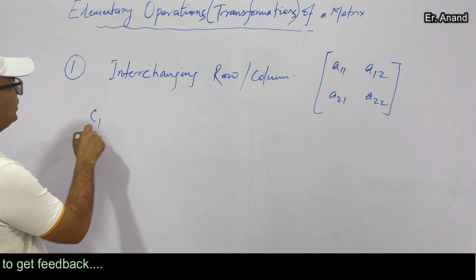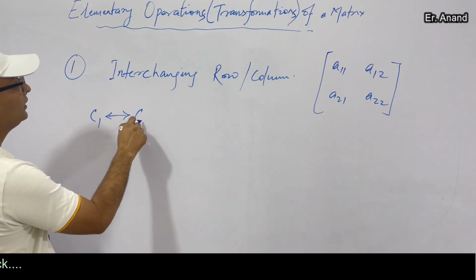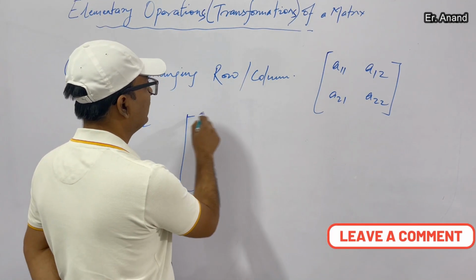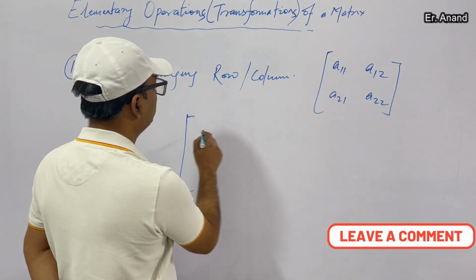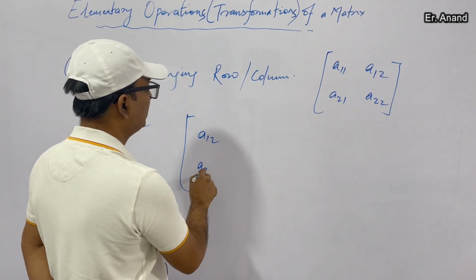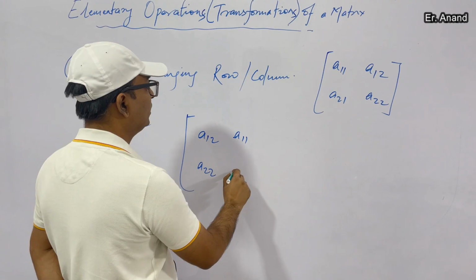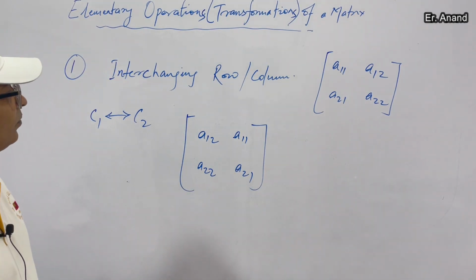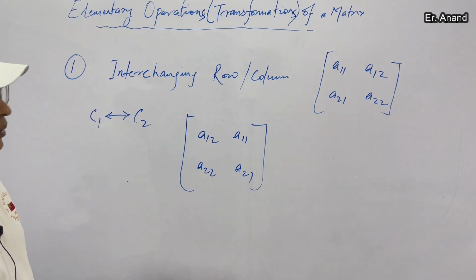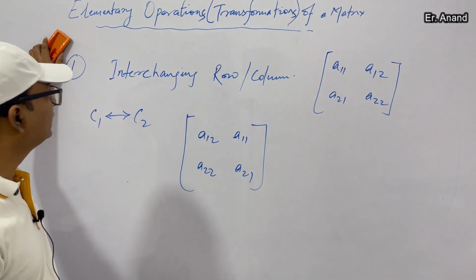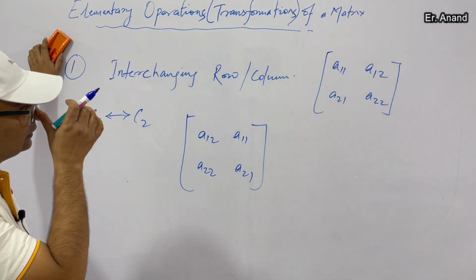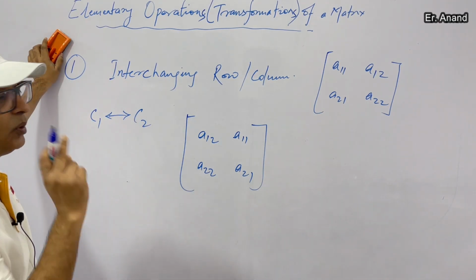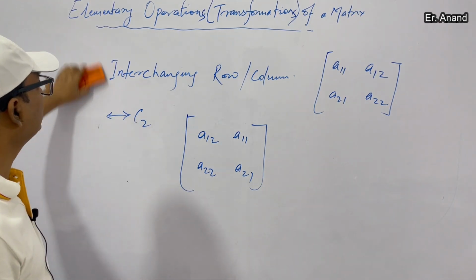Let's say I say column 1 has been interchanged with column 2. What is the meaning? This is column 1, this is column 2. So now this has become column 1 and this has become column 2. We have interchanged the columns. Any confusion? No? Okay. So since we have a row and a column, these are the first 2 operations. Now let's move to the second part.